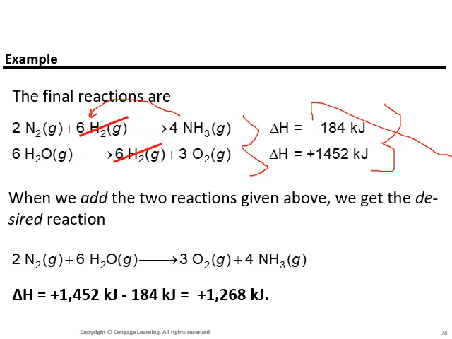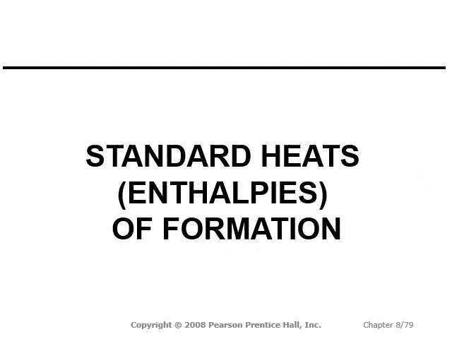So the delta H here will be plus 1268 kilojoules. Next slide. All right, so the next part here is a series of definitions. So let's go to the next slide.